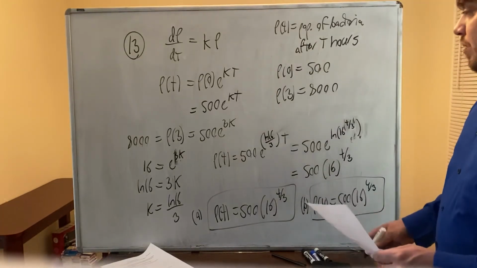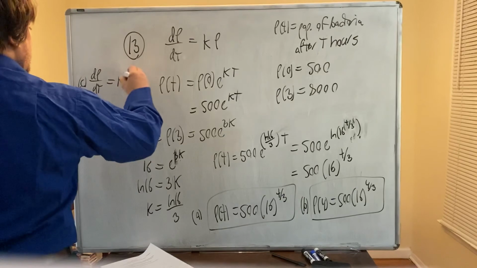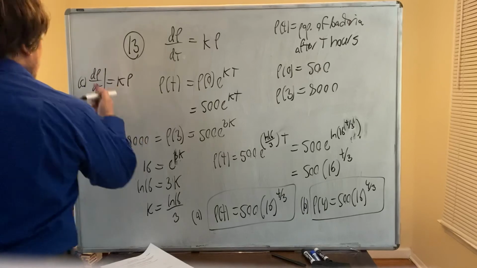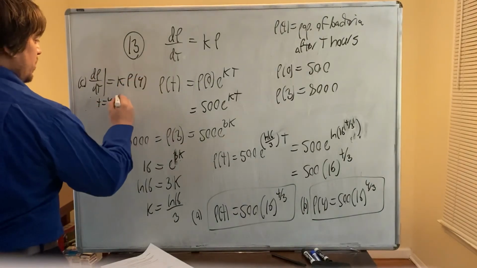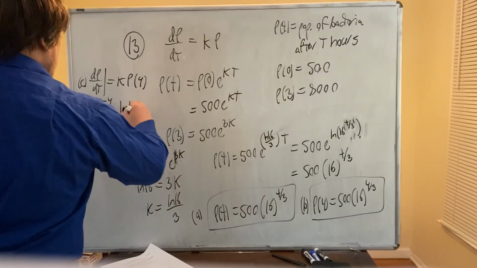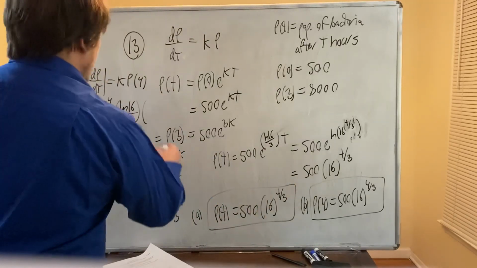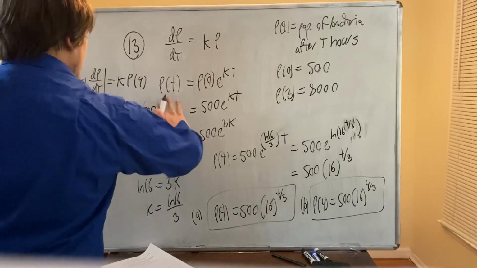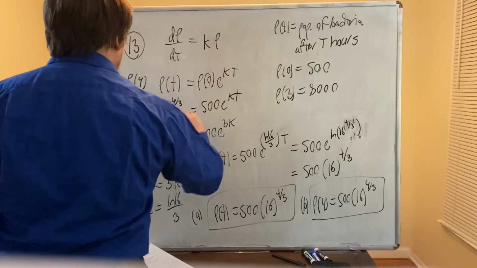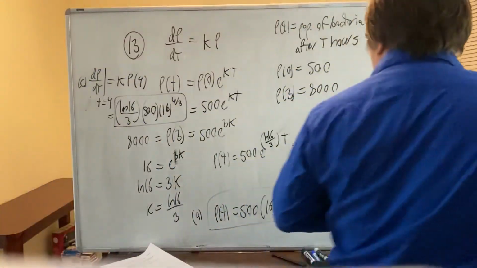Okay, and the rate of growth after 4 hours. Well, the rate of growth after 4 hours, dP/dt, is equal to kP. So the growth rate after 4 hours is the growth rate when t is 4. So that's k times P of 4. So that equals k, which we found was ln of 16 over 3, times P of 4, which is that, 500 times 16 to the 4/3. And you can plug that in your calculator and you get the answer. Next, that's C. Almost done. So it's A, B, and C.